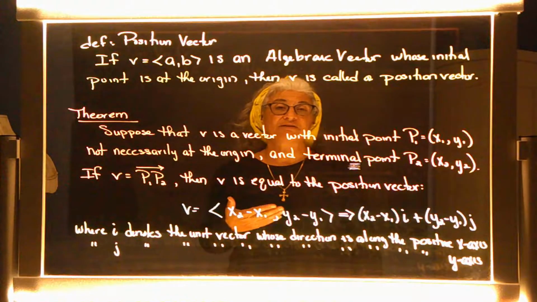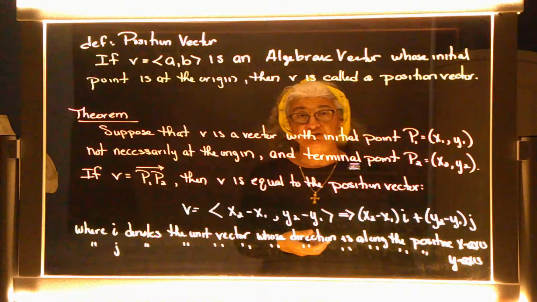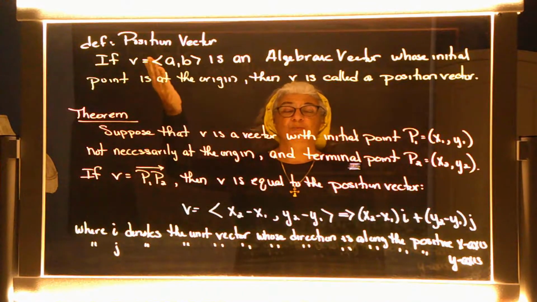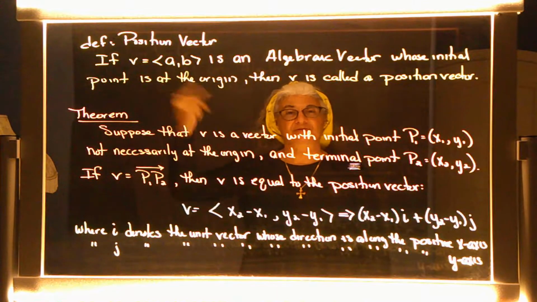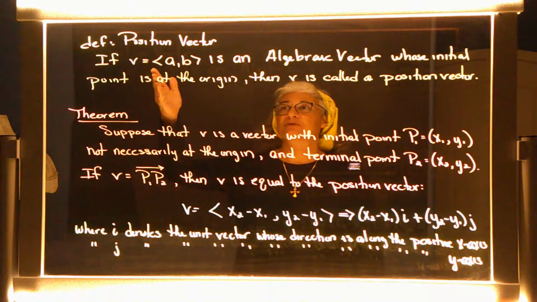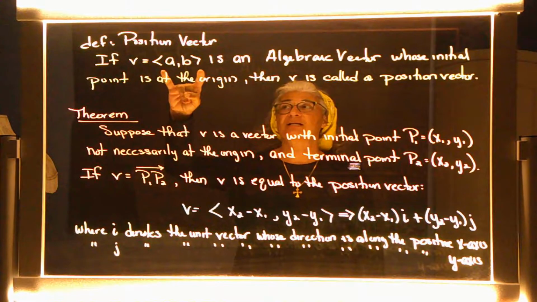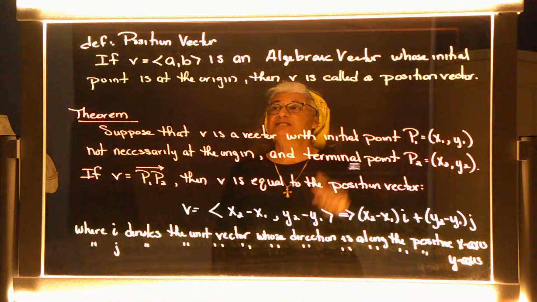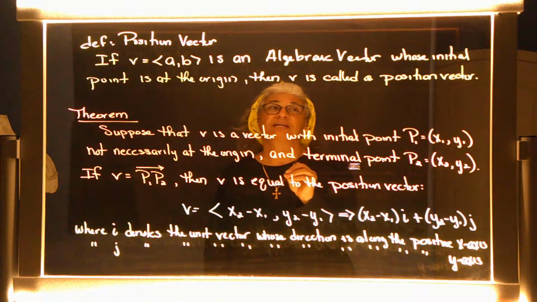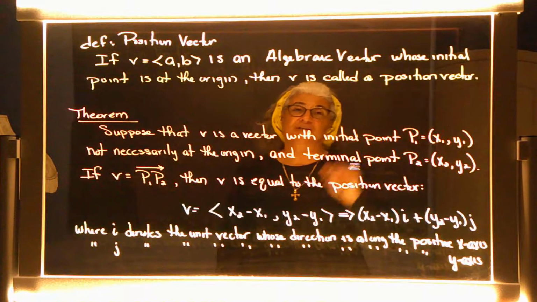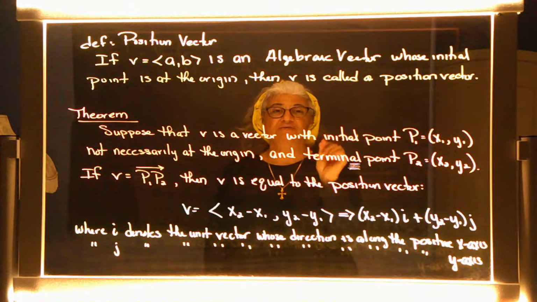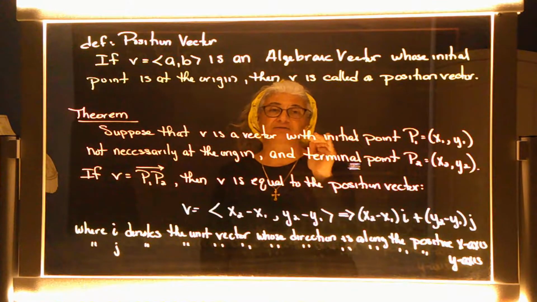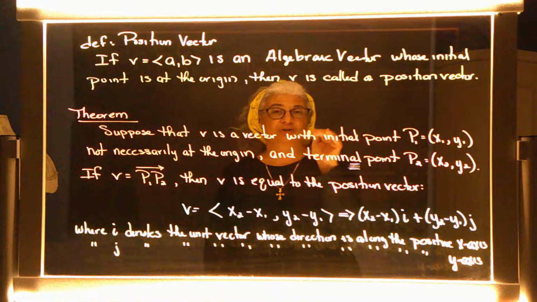Okay, so we've looked at vectors geometrically. Now let's look at them algebraically. So let's look at a definition first. The definition is with respect to a position vector. So let's read. If v equals, and notice this notation, it represents the vector, an algebraic vector whose initial point is at the origin, then v is called a position vector. So a position vector has the initial point at the origin on your xy axis grid system. Are you with me?